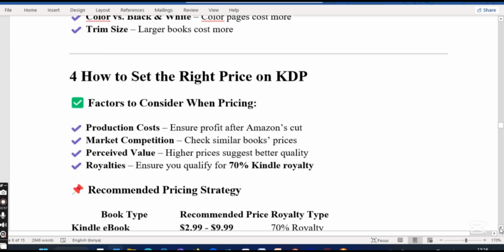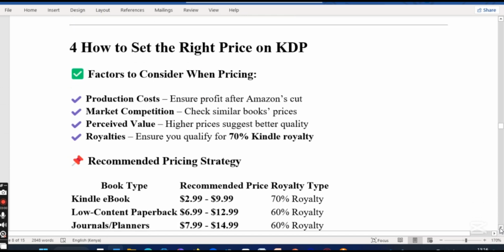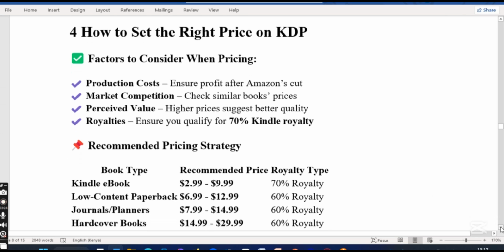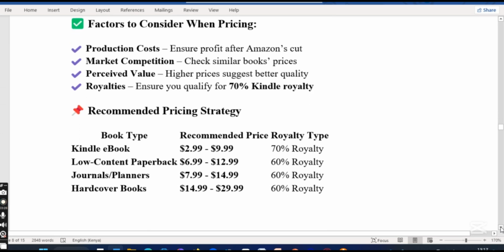So how do you set the right price? What do you consider when setting the price? You can check the production cost, ensure that even after the printing, the shipping, and the distribution costs, you'll get at least some profit. The market competition, how the other books are doing. Perceived value, some books are perceived to be of higher value when the price is higher. And also finally, I'm going to give you my recommendation of pricing strategy.